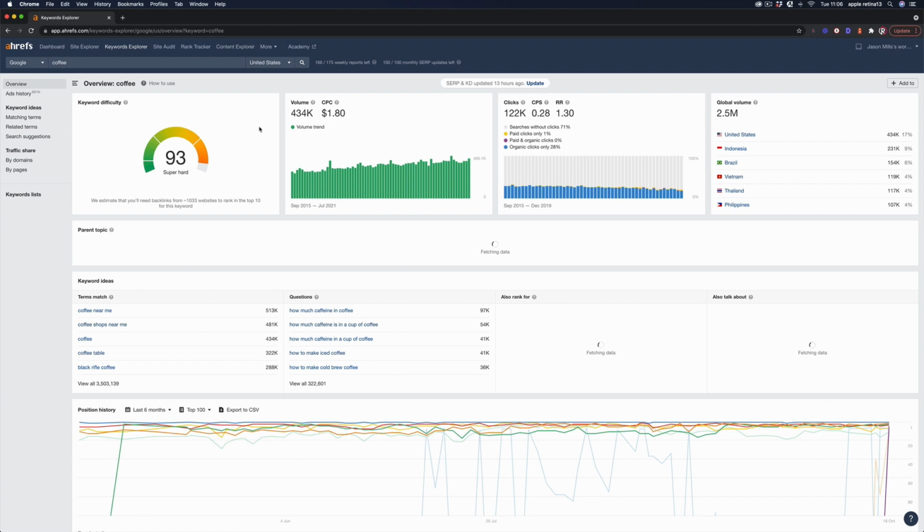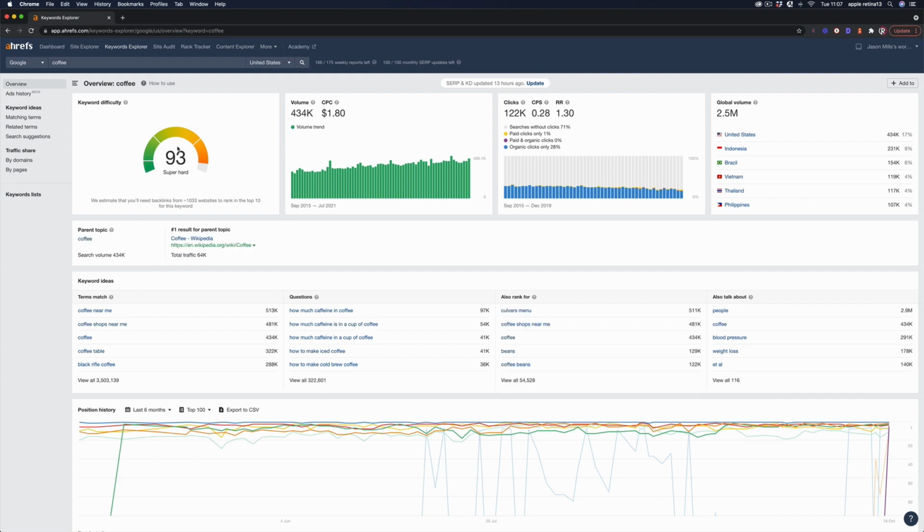And what we can see here, and it gives us this really nice graphic interface, is that this is a super hard keyword to rank for. So we're not going to be looking at ranking for a term like coffee. And to be honest, even if we did, it would be fantastic in terms of the search volume. It gets around 434,000 searches per month. But it's not that specific, so there's not that much buyer intent behind it, although we'd obviously like to rank for it.